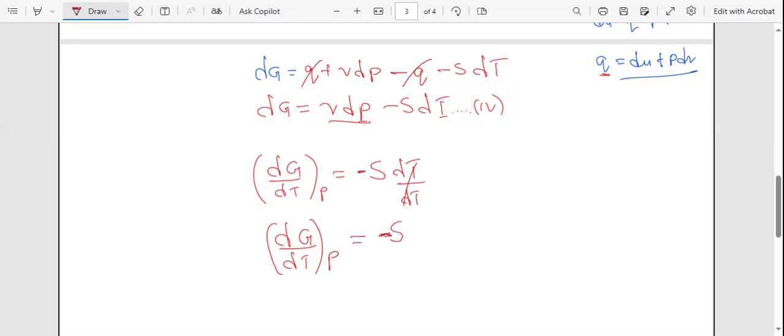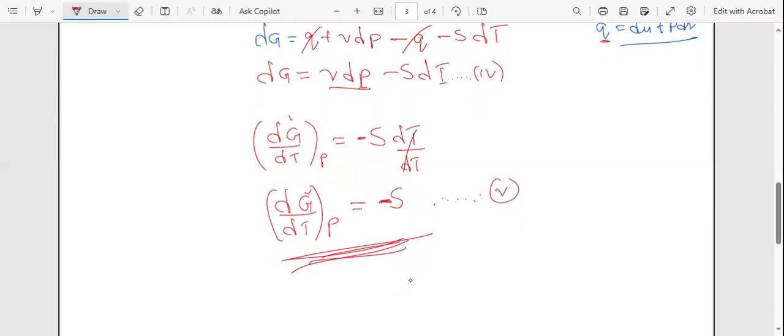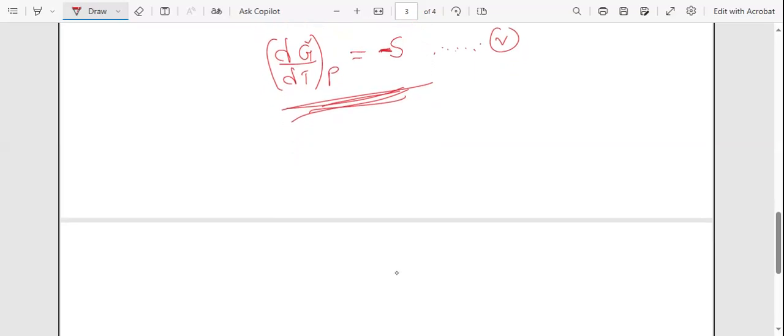Sometimes they will say show that this, so you need to know where it is coming from. Sometimes they can use internal and free energy there, but here it's Gibbs energy. So from there we continue. This will be numbered as equation 5. So now pay attention. Equation 5 we have there.